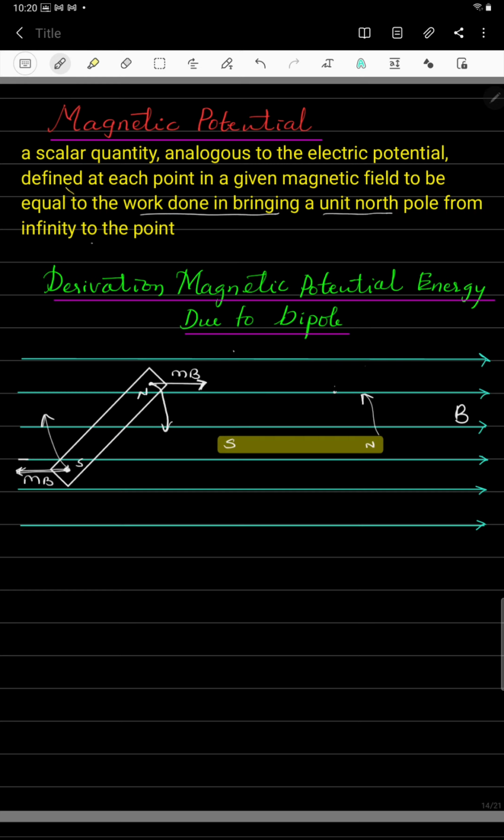So we are doing some work to move the north pole from this point to the infinite point. While doing the work, some of the magnetic energy is stored in the magnetic system. That energy is produced by the moment of the dipole, and the moment of the dipole acts as a torque. It means the torque is acting on it. Therefore torque equals the magnetic moment of the dipole cross the magnetic field.